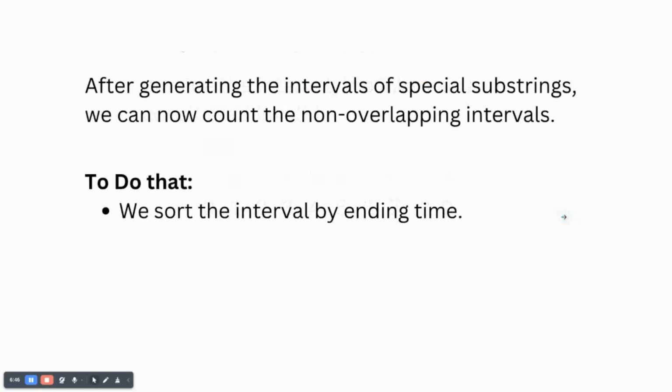And by doing this, we collect all the intervals. And after generating the intervals of special substrings, we can now count the non-overlapping intervals. And how do we do that? We are going to sort the intervals by their ending time, and we're going to check if one of them overlaps the other.